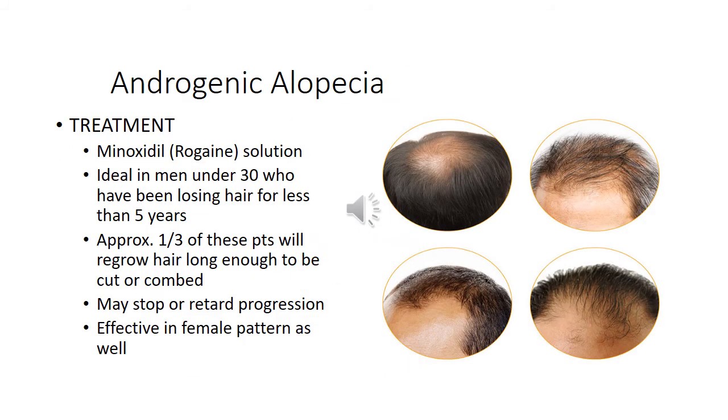For androgenic alopecia treatment, you may use minoxidil medication, solution or shampoo or spray. Ideal in men under 30 who have been losing hair for less than 5 years. Approximately 1/3 of these patients will regrow hair long enough to be cut or combed. So you may use this medication. It may stop or retard the progression. Effective in female pattern as well.